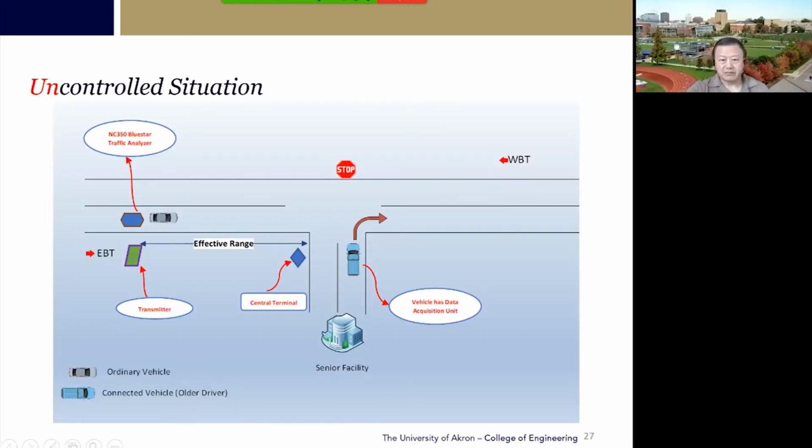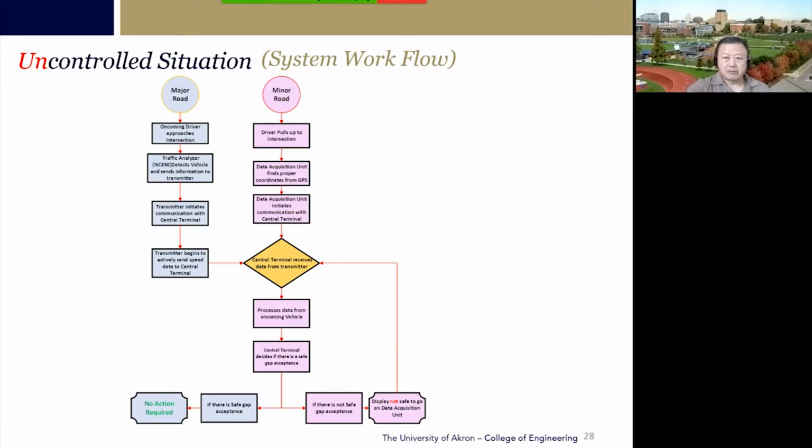And this is a simple sketch to show that. So this is a traffic sensor, and that communicates with the transmitter here, and from the transmitter to the central terminal. That's how the data is relayed. And this is the workflow.